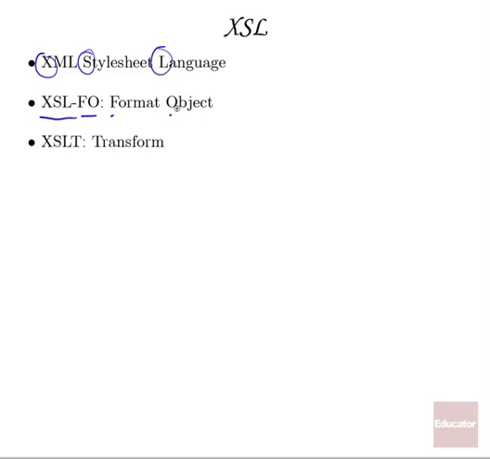The one we'll be taking a look at today is XSLT, and the T stands for transform. What we're doing here is we're creating a template in another XML document type and plugging our XML data into it.